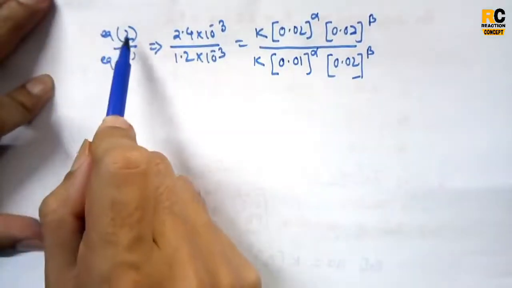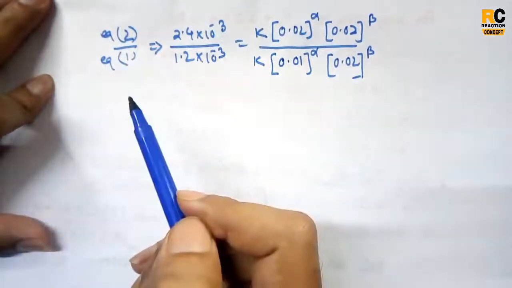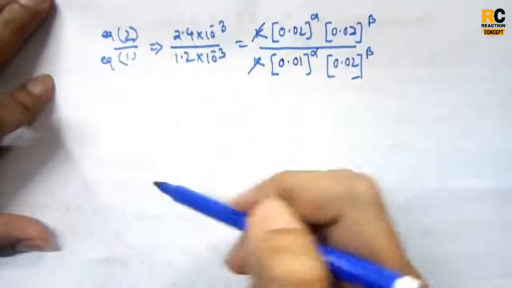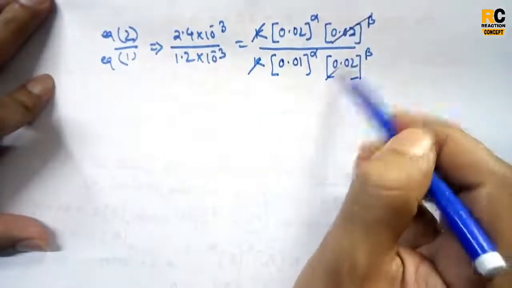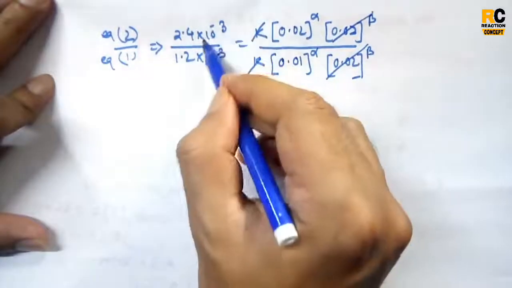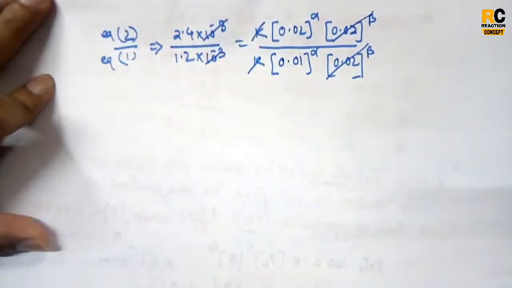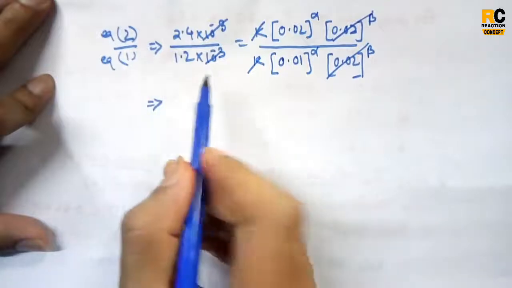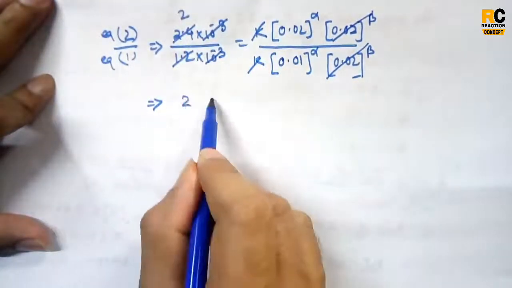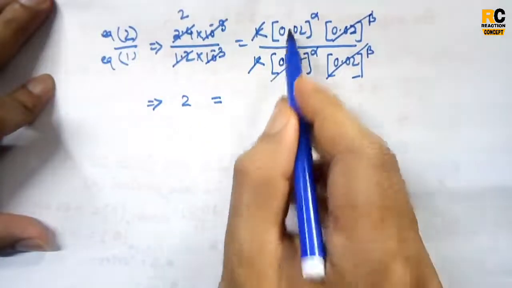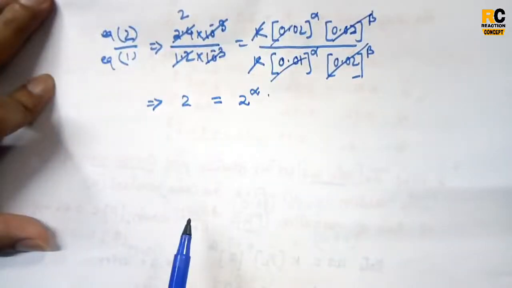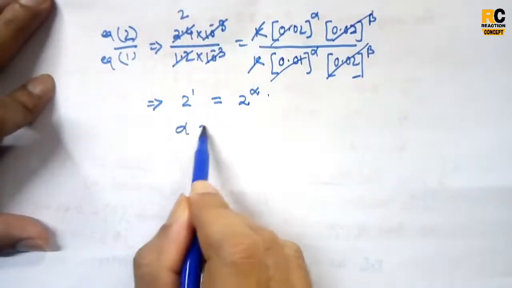Okay, we divide equation 2 by equation 1. In this case, K will cancel out, this term and this term also cancel out, and 10 to the power minus 3 also cancels out. We are left with 2 on the left, and on the right it is also 2 times, 2 to the power alpha. This means alpha is equal to 1.